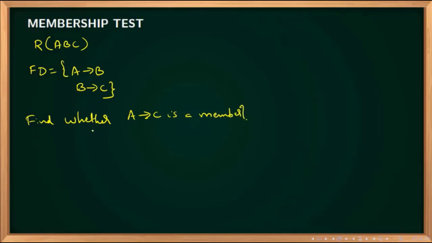How will you check it? Already one functional dependency is there. Now we have to check whether A determines C is a member. I will use some specific terms like explicit functional dependency and implicit functional dependency. A determines B is given in the functional dependency set, and B determines C is also given. So naturally A to B is there, B to C is there, so naturally A to C is also there, but it is not explicitly written because it is redundant. So they have removed it.